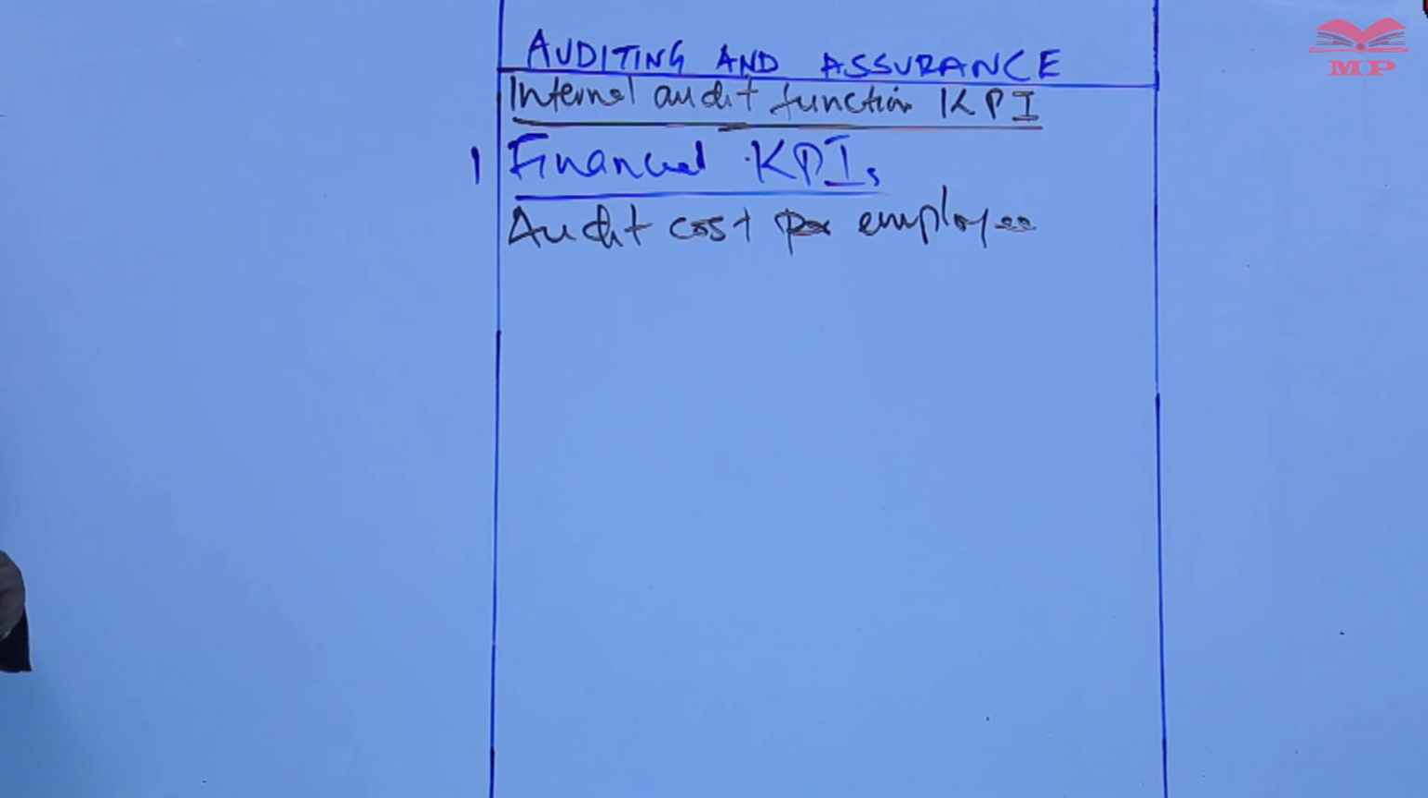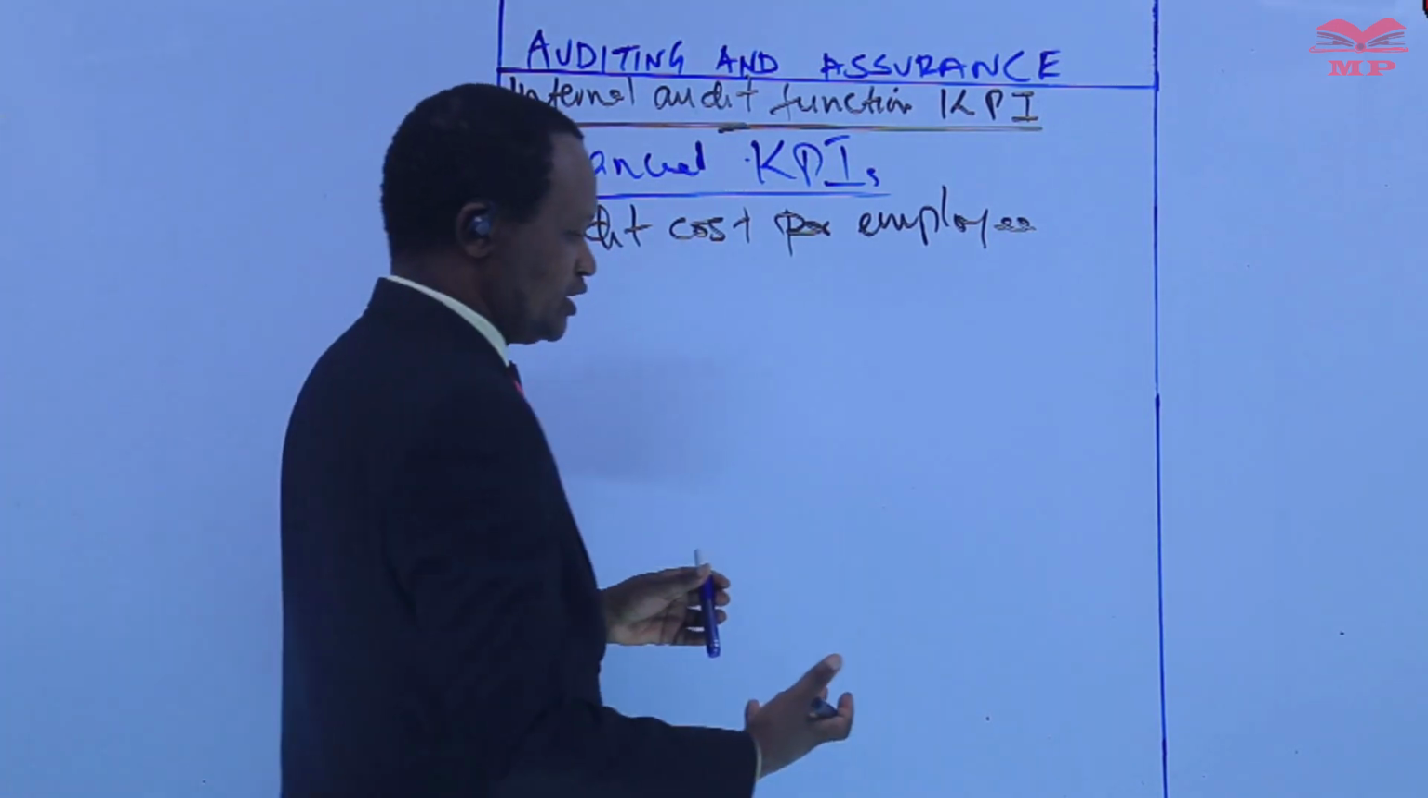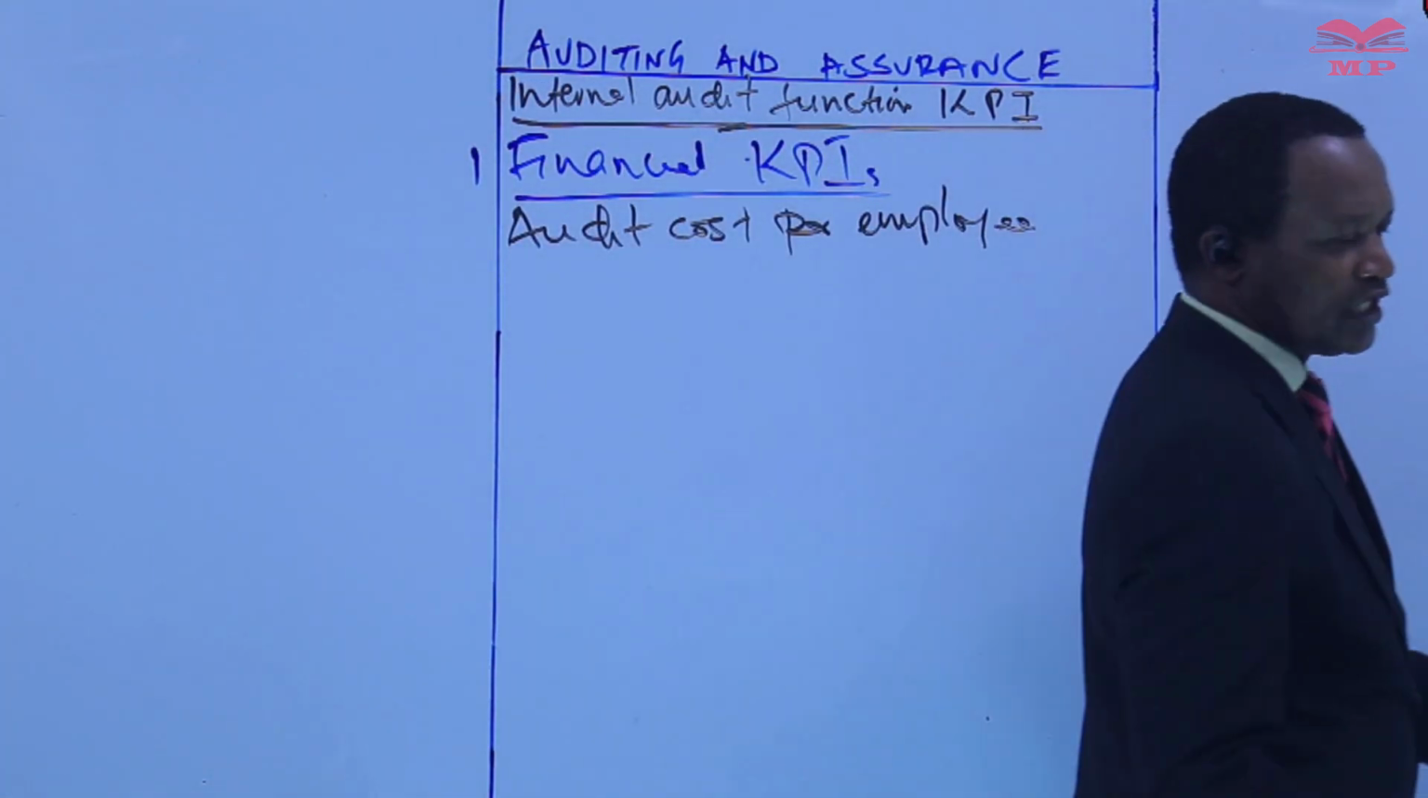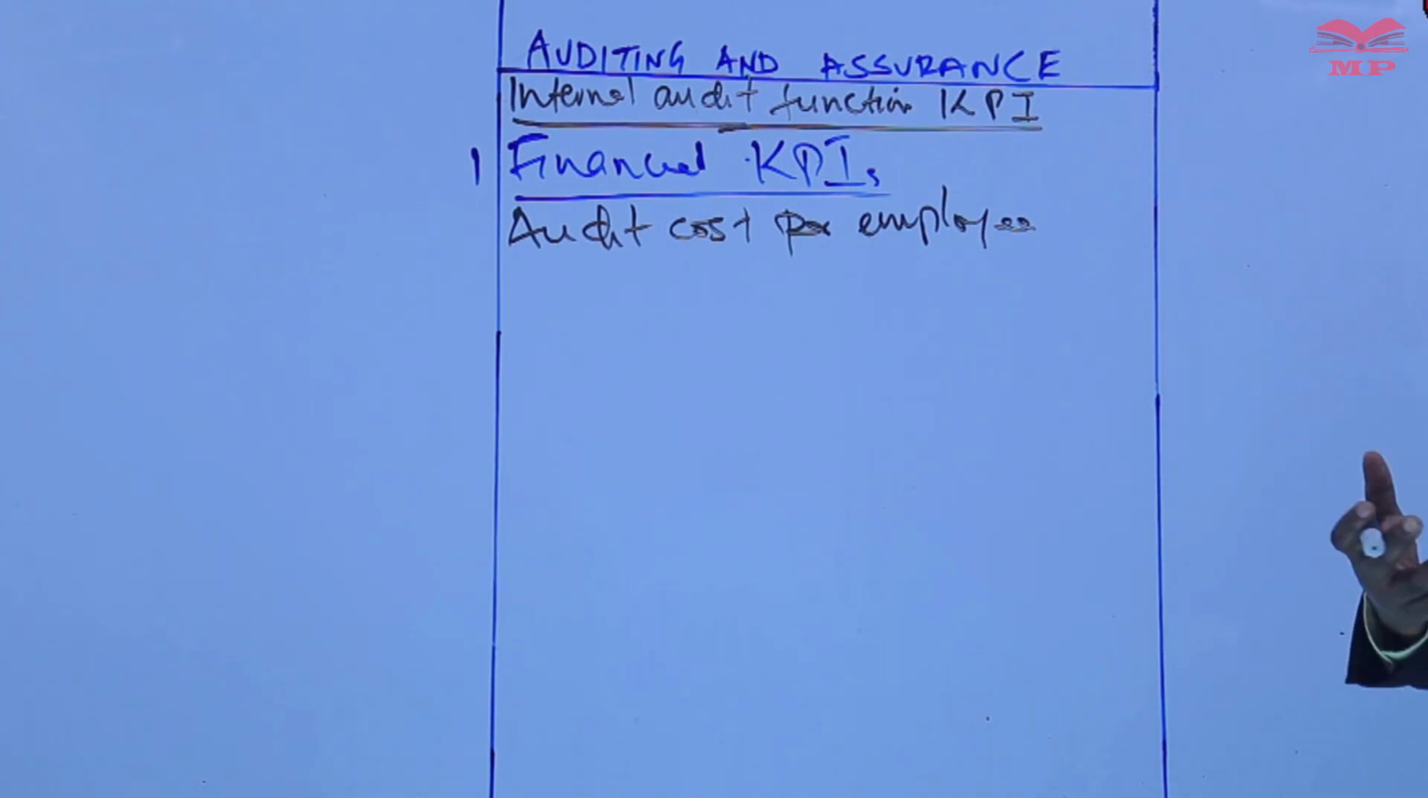So we take the total cost of audit, then we divide by the number of employees in the organization. What you then have is the audit cost per employee. Do you understand?